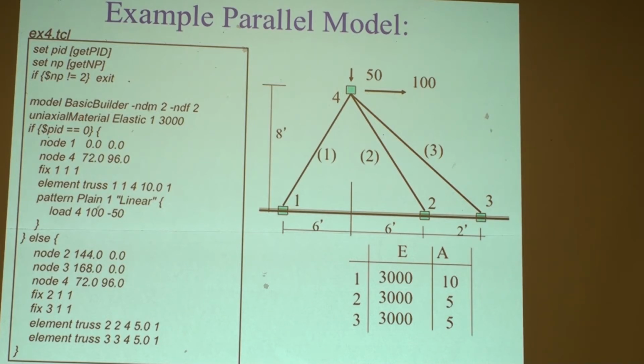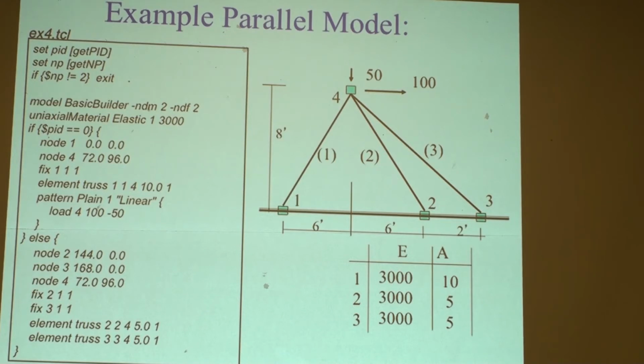So if my process ID is 0, I'm going to add nodes 1 and 4. I'm going to fix 1, I'm going to add this element to it. And I'm also going to add the load pattern, in which I have the load at node 4. In the other processor, I'm going to put these 2 elements. So I've got the 3 nodes, nodes 2, 3, and 4. I have to fix nodes 2 and 3. And then I have to add the 2 elements.